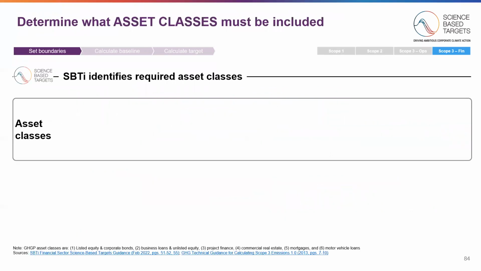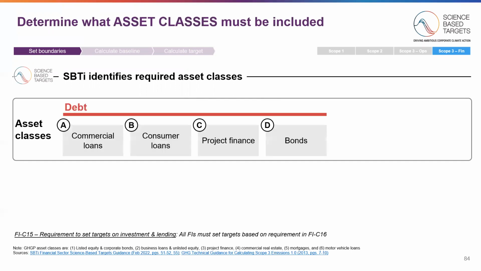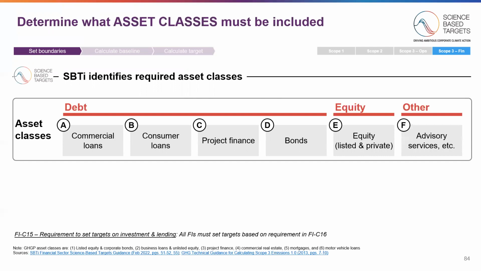The first step that a financial institution must take when setting science-based targets is to understand which asset classes are required, optional, and not required for inclusion by SBTI. SBTI's classification of asset classes mirrors a balance sheet, with several products underlying debt, including commercial loans, consumer loans, project finance, and bonds. It also considers all equity products, regardless of ownership, and separately considers advisory services, which includes brokerage and the trading of securities and commodities as well.